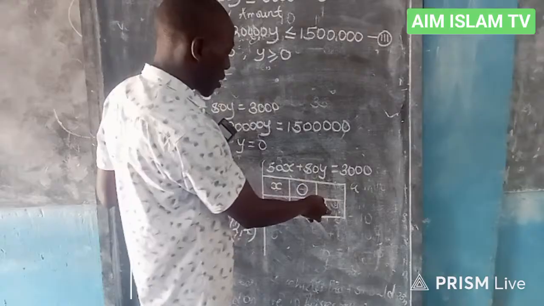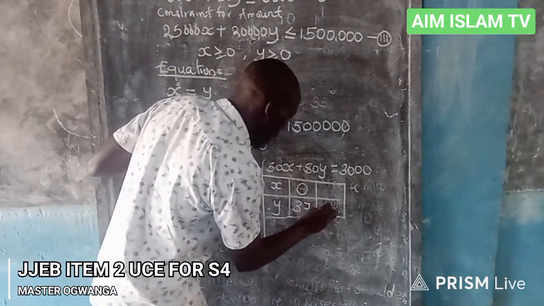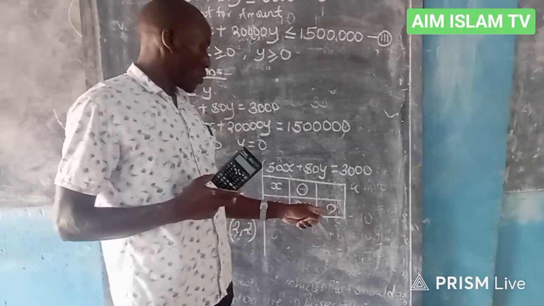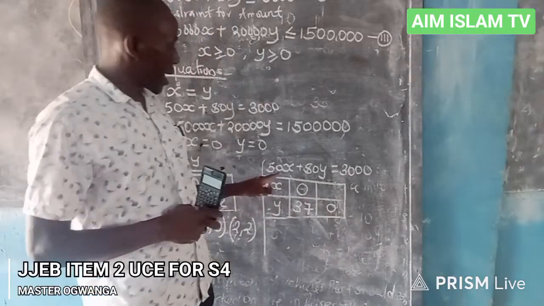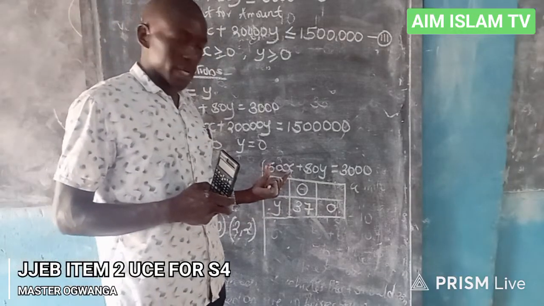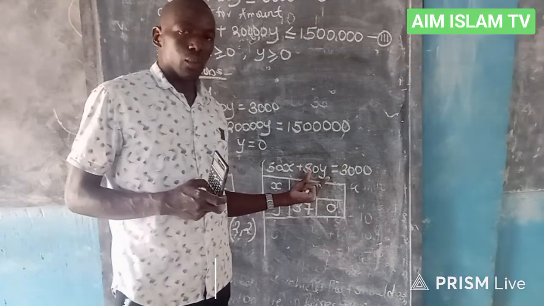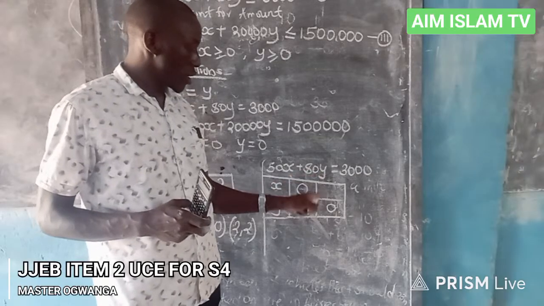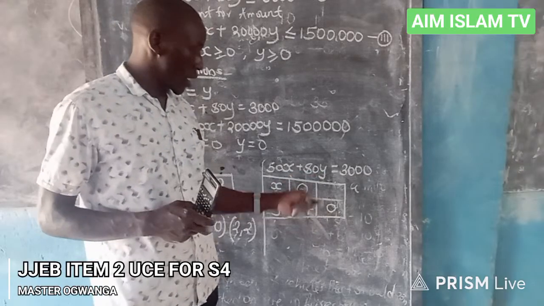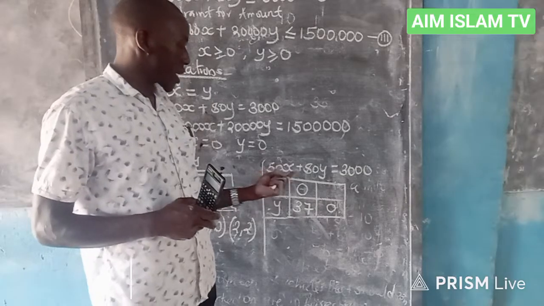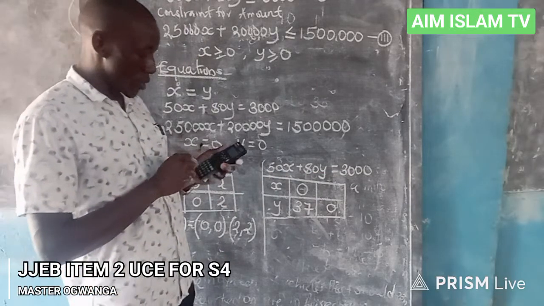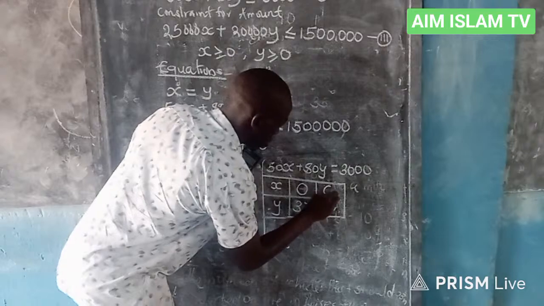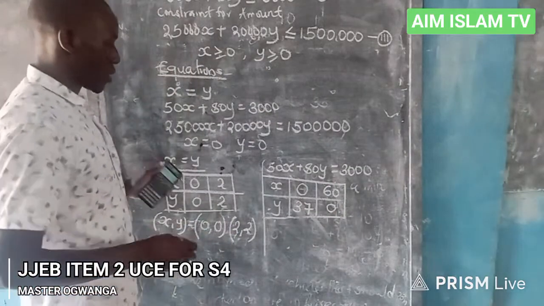At the same time, if I make y a 0, we are going to substitute 0 where we are seeing y in our expression here. This time I'm not going to touch x, but we are going for y. We are going to have 80 times 0, which gives us only 50x equals 3000. Then we also divide by 50 to get the value of x. So the value of x here is going to be 60.